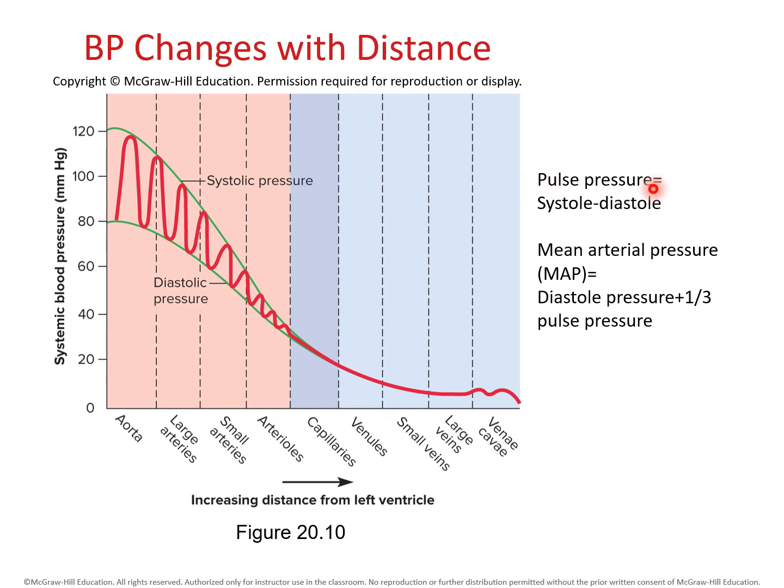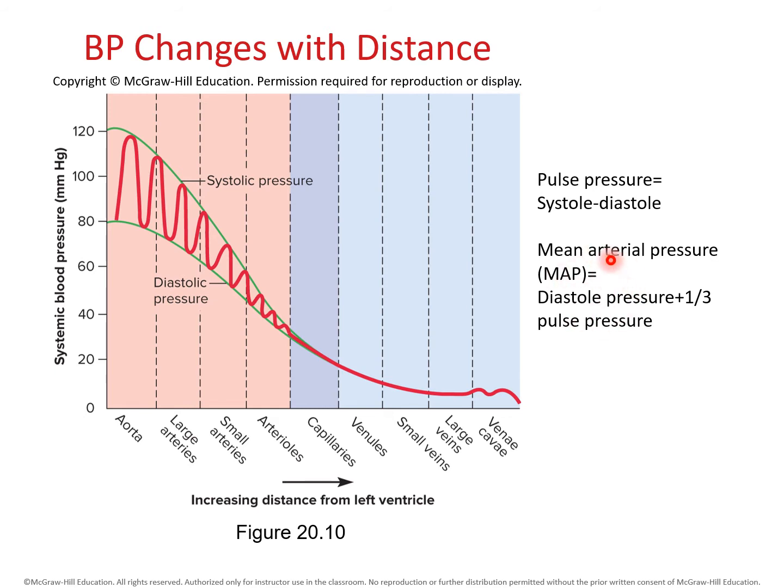Pulse pressure is the difference between the systolic and diastolic pressure. So in this case, the systolic pressure is 120, which is the normal, and the diastolic pressure is 80. So the pulse pressure would be 120 minus 80, which is equal to 40. Right. And then what you need to consider is mean arterial pressure.